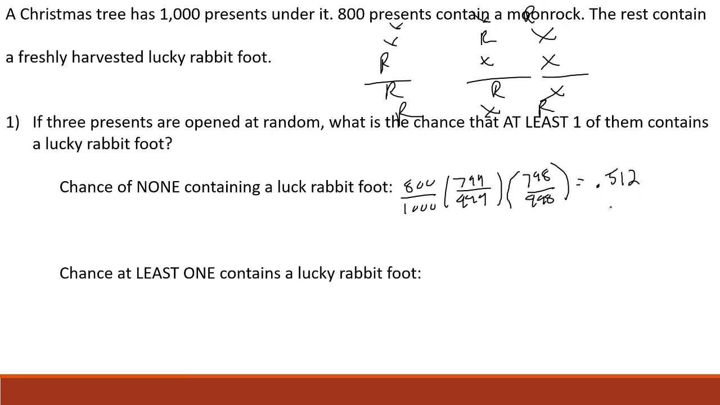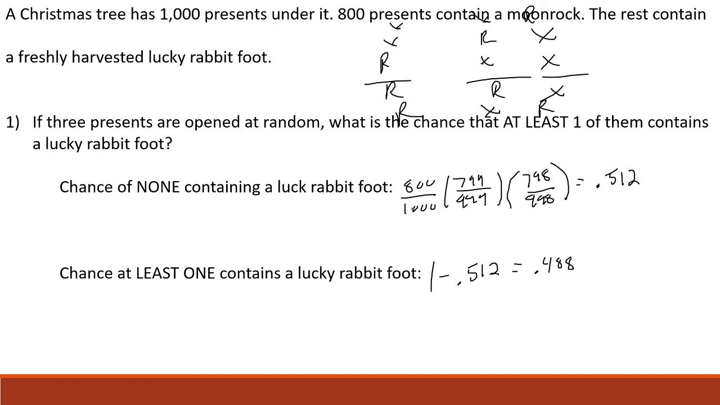0.512. So there's about a 51% chance that none of them contain a rabbit foot. Which means if I want at least 1 rabbit foot, I would do 1 minus 0.512. And I would get 0.488 if I did my mental math correctly, which I believe I did. Let me just check here. 1 minus the answer. Yes. So about a 49% chance that at least 1 contains a rabbit foot.